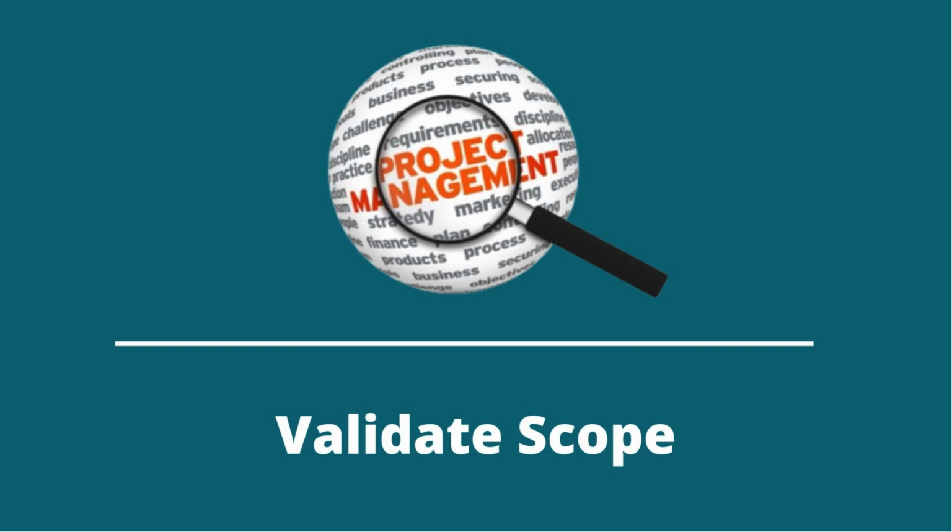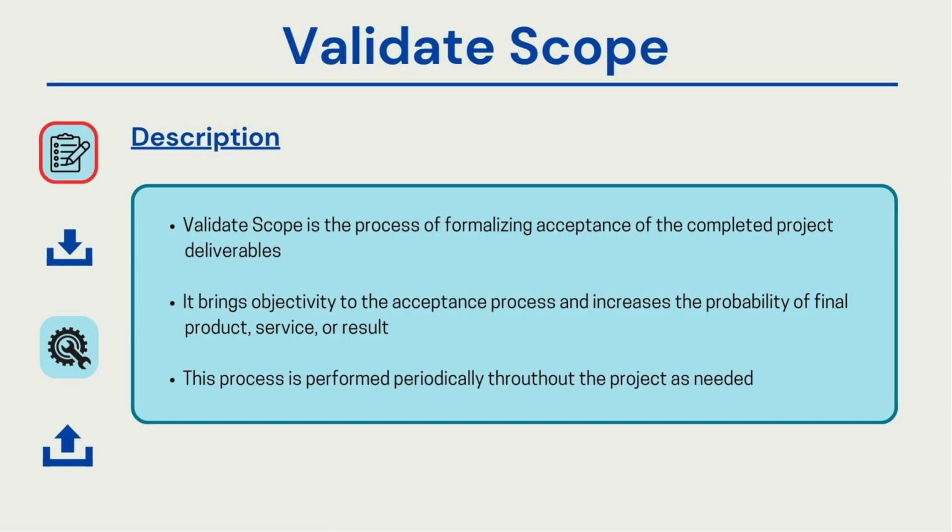Validating scope ensures that the deliverables meet acceptance criteria. This is part of the acceptance process, which increases the likelihood of final product, service, or result acceptance. The acceptance process is clearly defined between you and the customer for each deliverable. For example, if you are producing a high-level design document, the acceptance criteria should define when the customer will approve it, allowing you to proceed to the low-level design document, especially in a waterfall methodology.